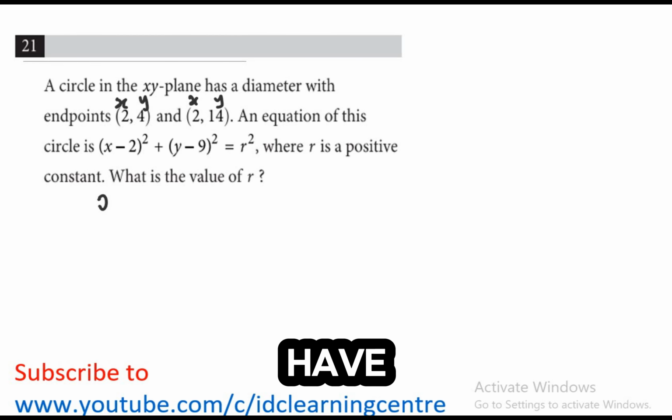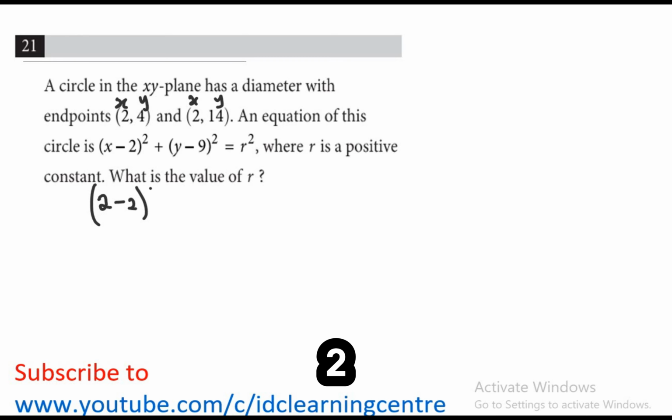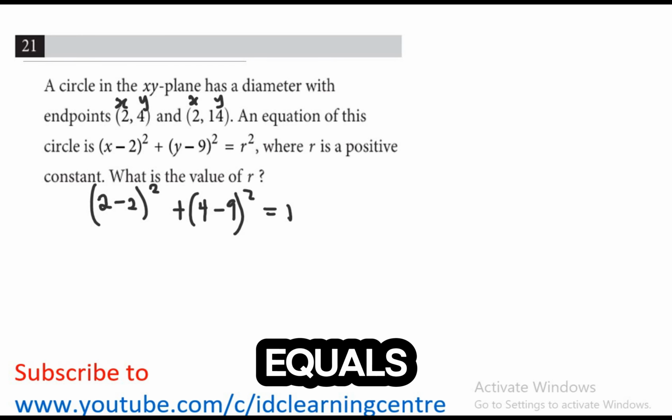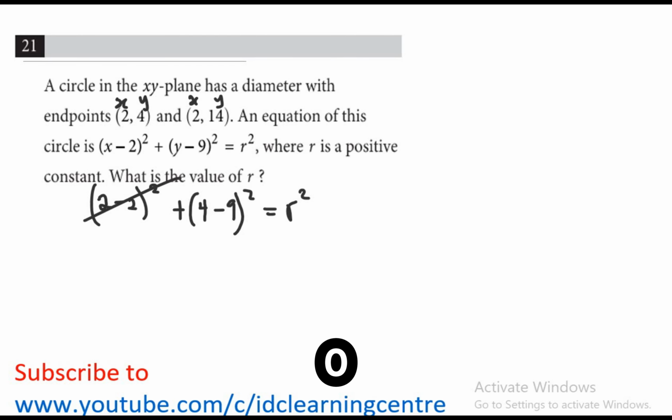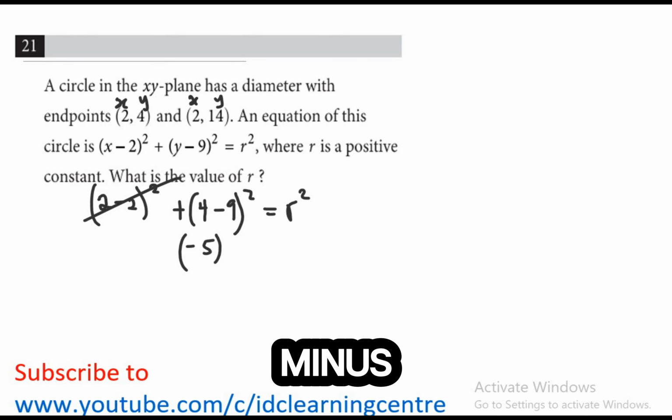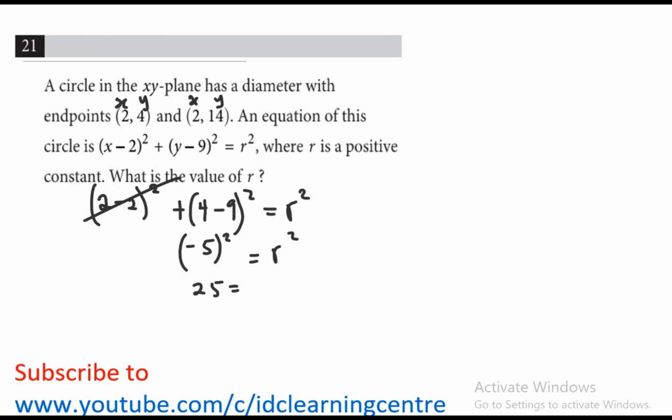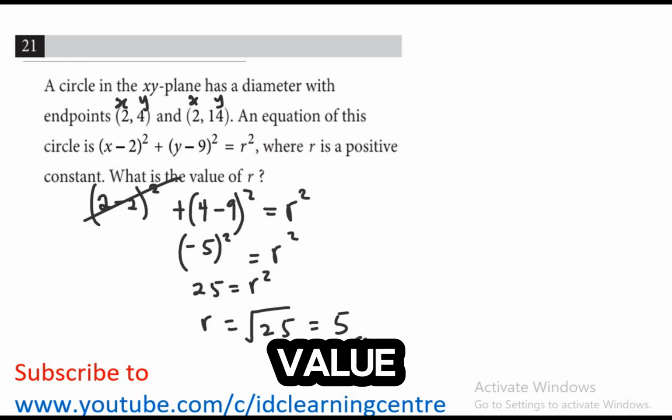So we have 2 minus 2, x is 2, all squared, y is 4, so I'll use 4 minus 9, all squared equals r squared. So this is 0, so we'll strike out that. Then we have minus 5 squared equals r squared. Minus 5 all squared is 25, equals r squared. So r is the square root of 25, and that gives us the value of 5 for r. So our r is 5. I hope that is clear.